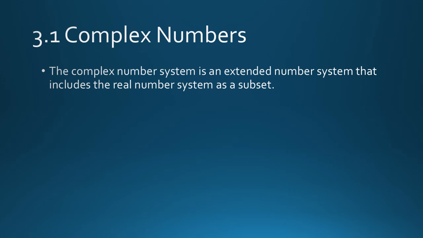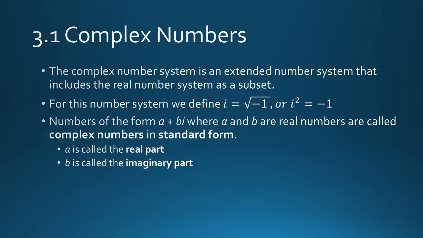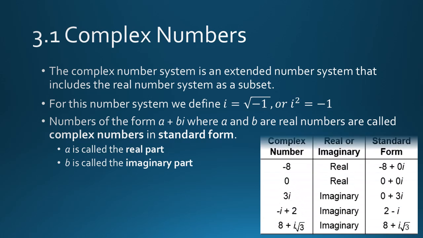Okay, the complex number system is an extended number system that includes the real number system as a subset. For this number system, we define i as the square root of -1, or i squared equals -1. Numbers of the form a plus bi, where a and b are real numbers, are called complex numbers in standard form. a is called the real part, and b is called the imaginary part.